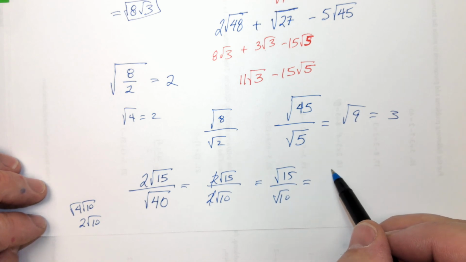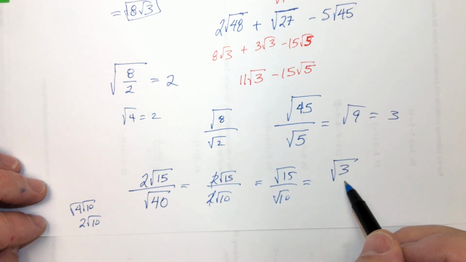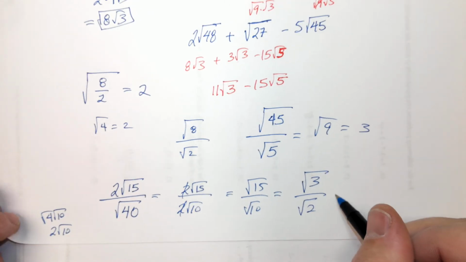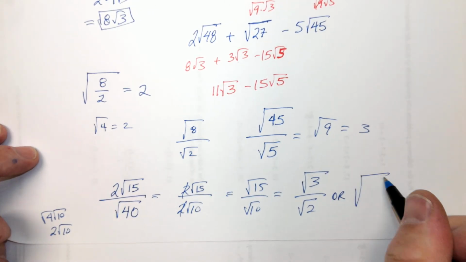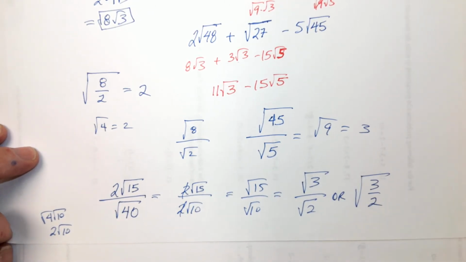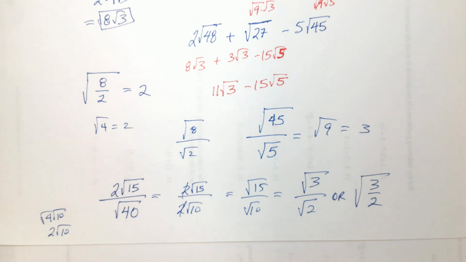5 goes into both of those. This is the square root of 3 over the square root of 2. Or, if you wanted, neither of these is better. You could do either way. Now there's a thing we haven't learned yet called rationalizing the denominator, but we're not going to worry about that yet, so we're done.